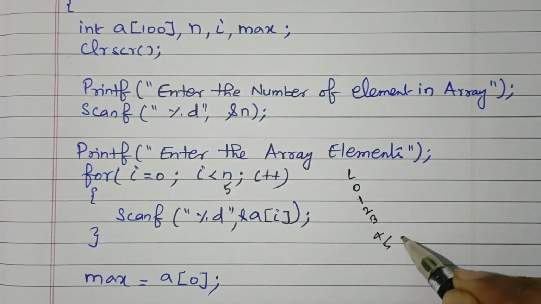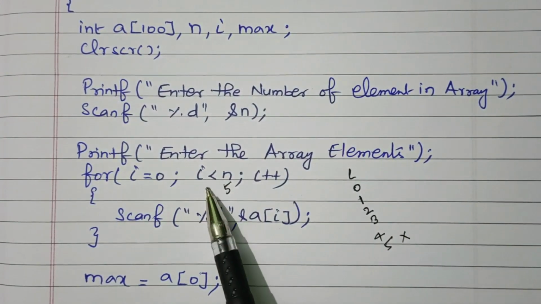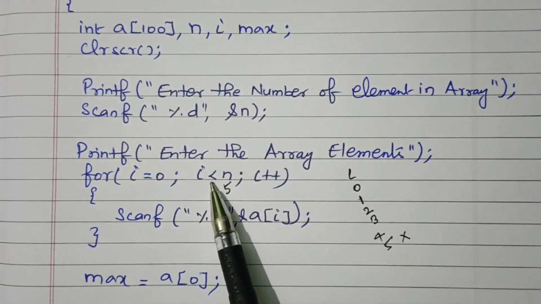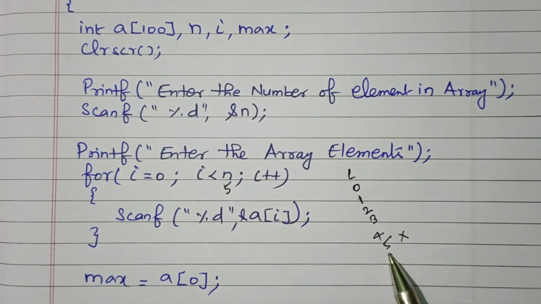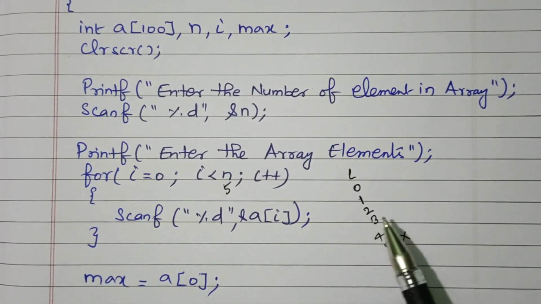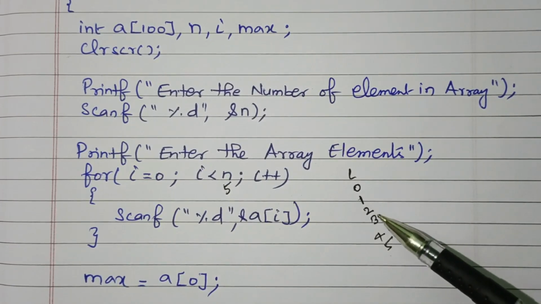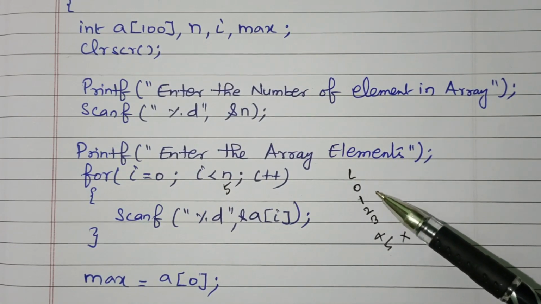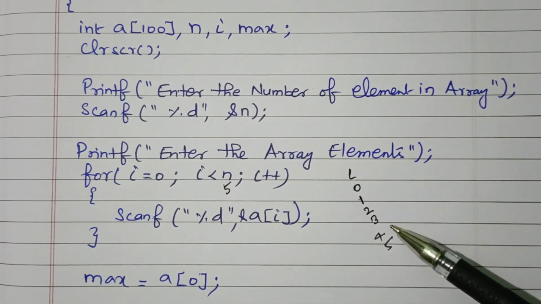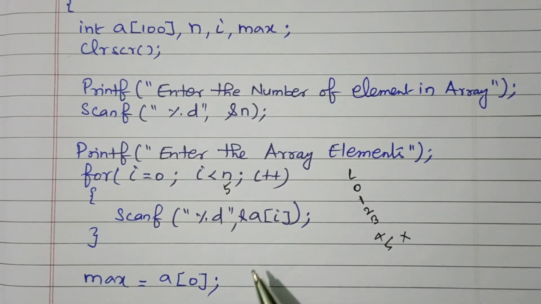If it is a[5], the condition is false, since i should be less than 5, the n we assumed as 5. So it will execute 5 times: 0, 1, 2, 3, 4. The numbers are stored in a[0], a[1], a[2], a[3] and a[4]. Then it will terminate.